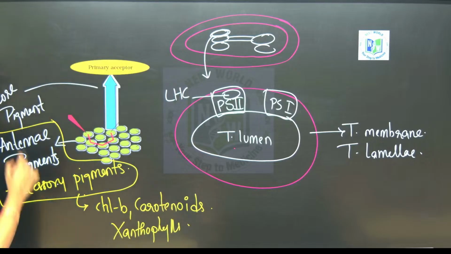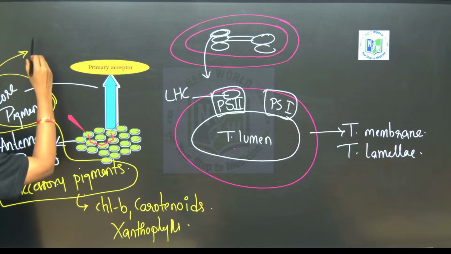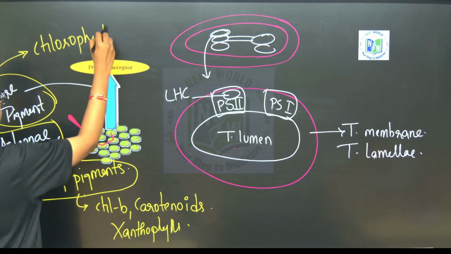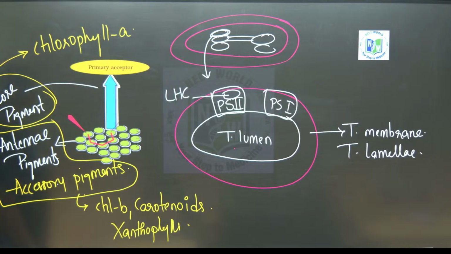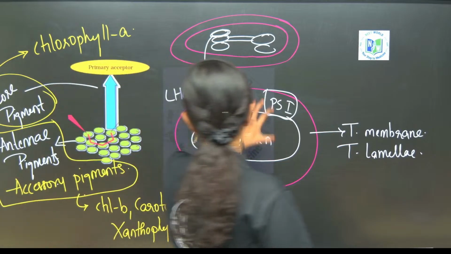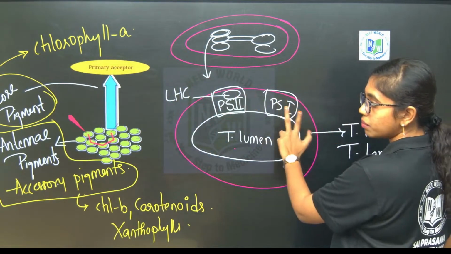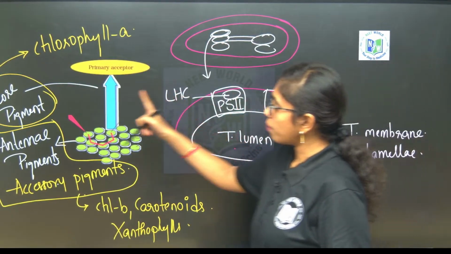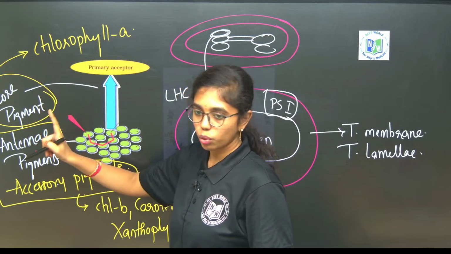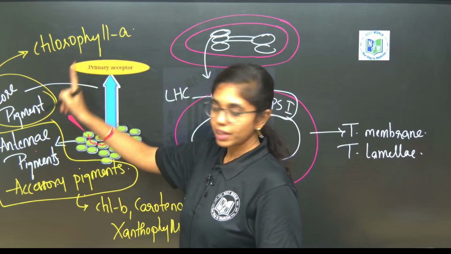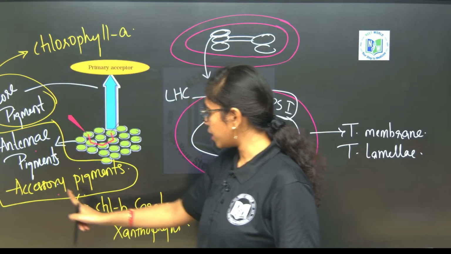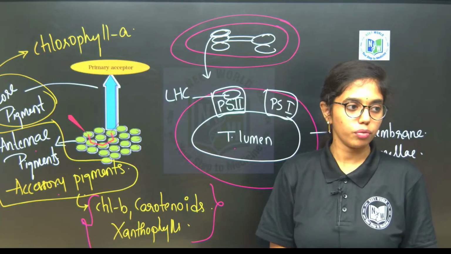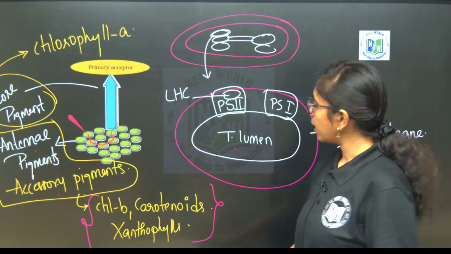And core pigments include what? Chlorophyll A. Clear now? So, inside the thylakoid membrane you have photosystems. Inside a photosystem you have light harvesting complexes. Light harvesting complexes will have antenna pigments and core pigments. The core pigment is chlorophyll A; antenna or accessory pigments are chlorophyll B, carotenoids and xanthophylls. Clear, right? Any doubt anywhere?